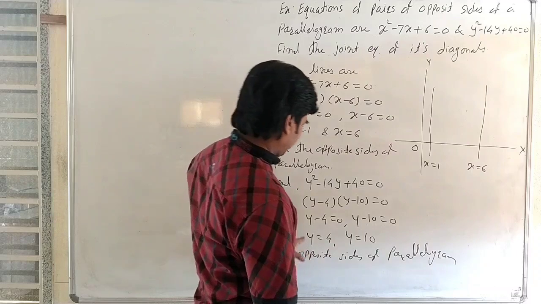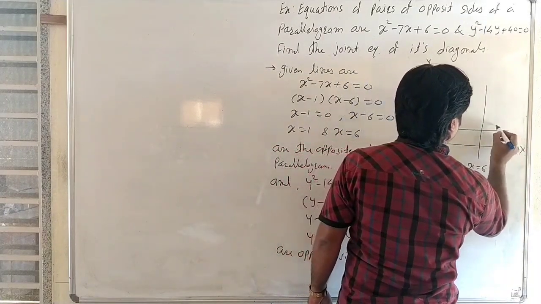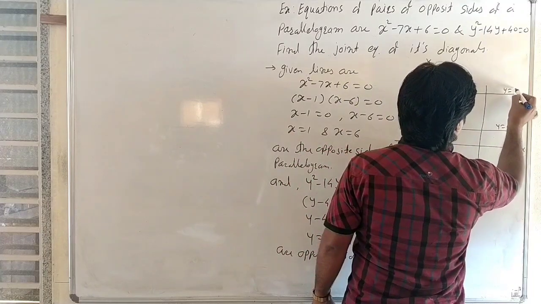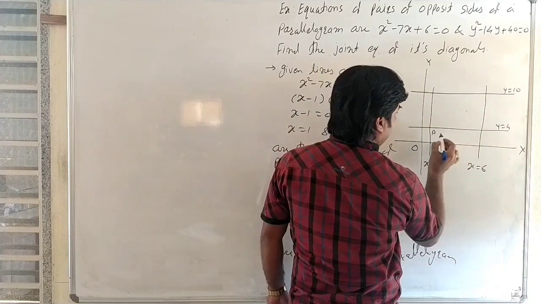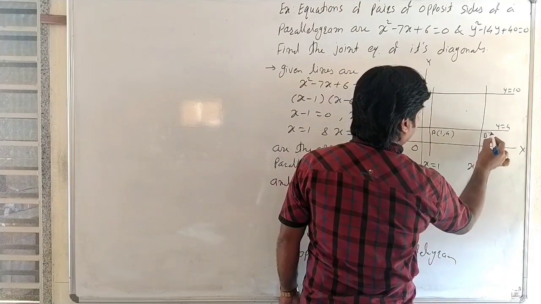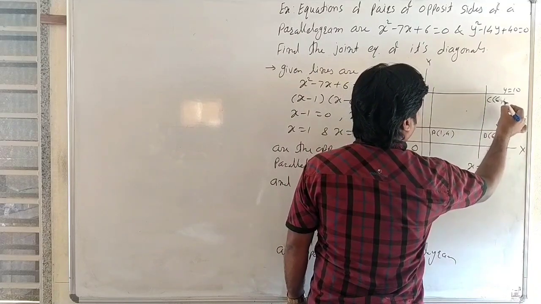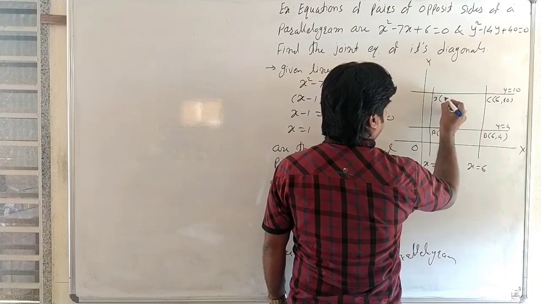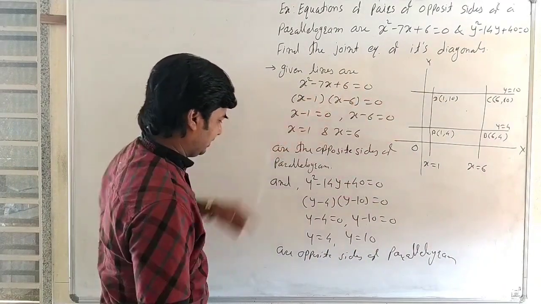These are opposite sides of the parallelogram. Here y equal to 4 and y equal to 10. Now here x equal to 1 and y equal to 4, therefore A is 1 comma 4. Here B is 6 comma 4. Here C is 6 comma 10, and D is 1 comma 10. These are the vertices of the parallelogram ABCD.